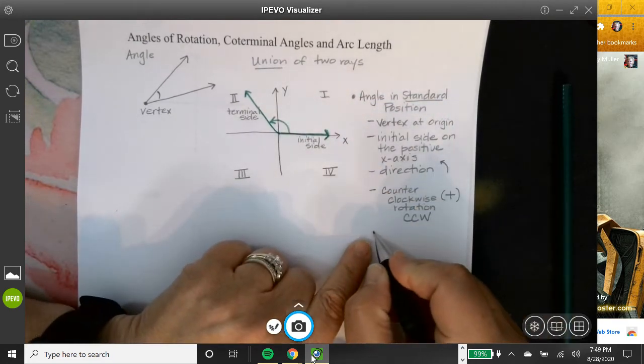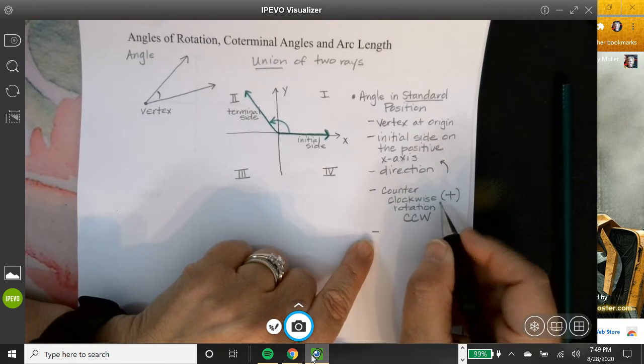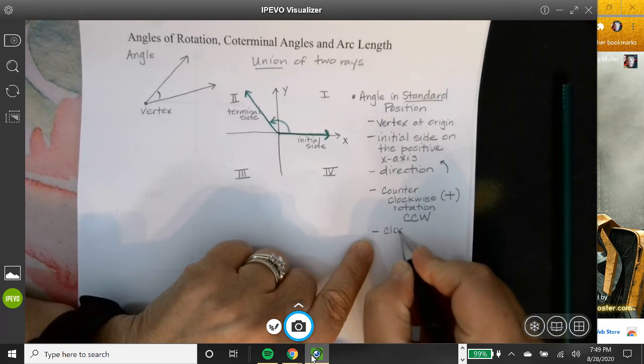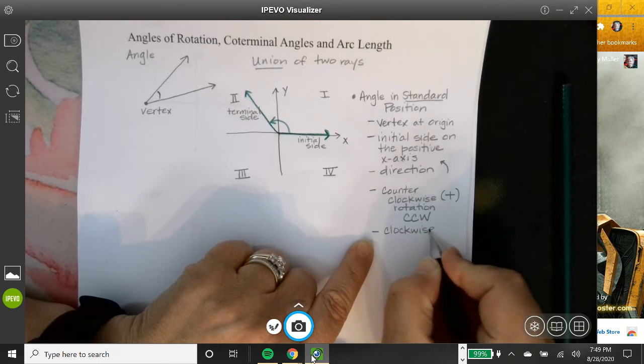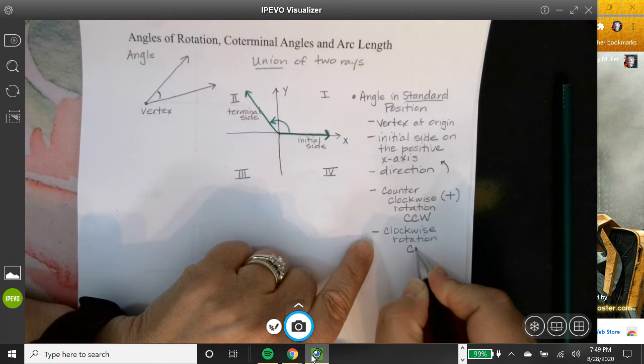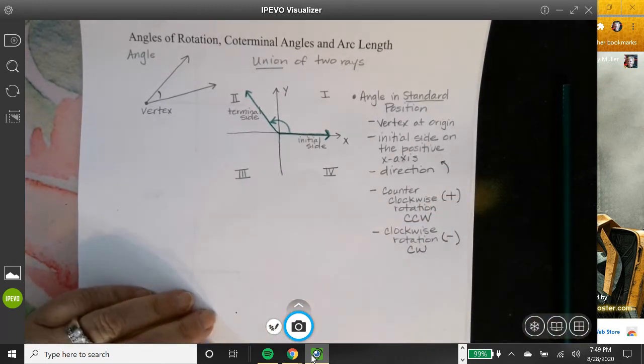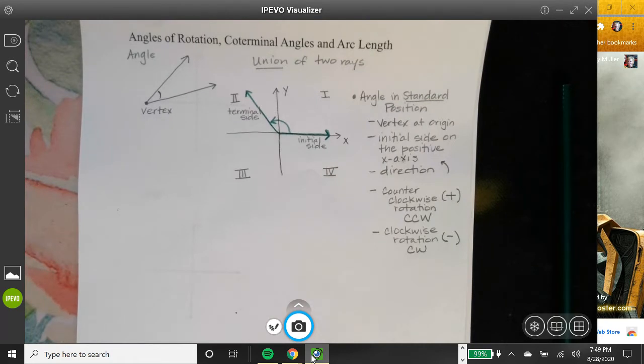All right, so then if counterclockwise rotation is considered a positive angle, clockwise rotation is considered negative rotation. And again, it doesn't mean the angle's negative or positive. The negative and the positive applies to which direction you're rotating.